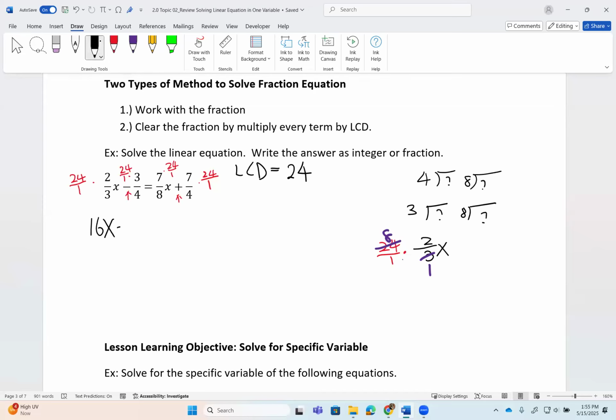So now my second term, 24 over 1 times negative 3 over 4. So top 24, bottom 4 reduced into 1 and 6. So that's 6 times 3, which is 18. Equal sign in the middle.